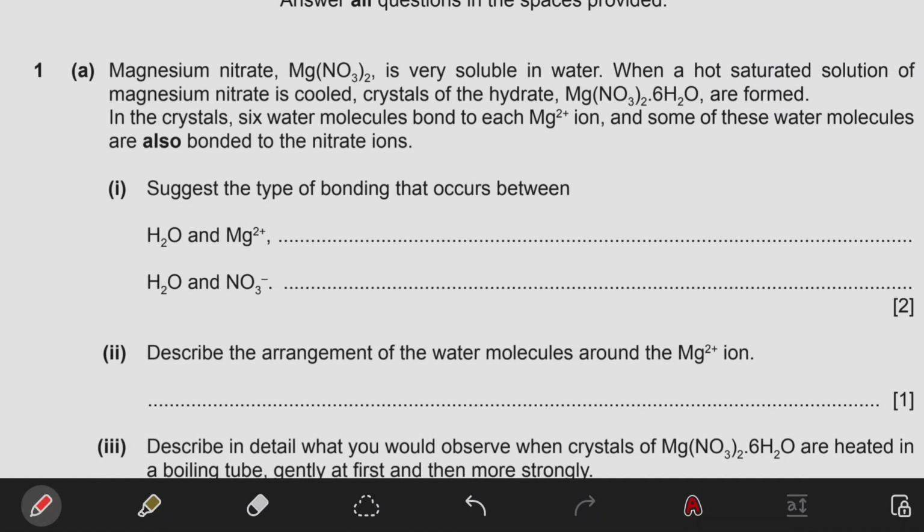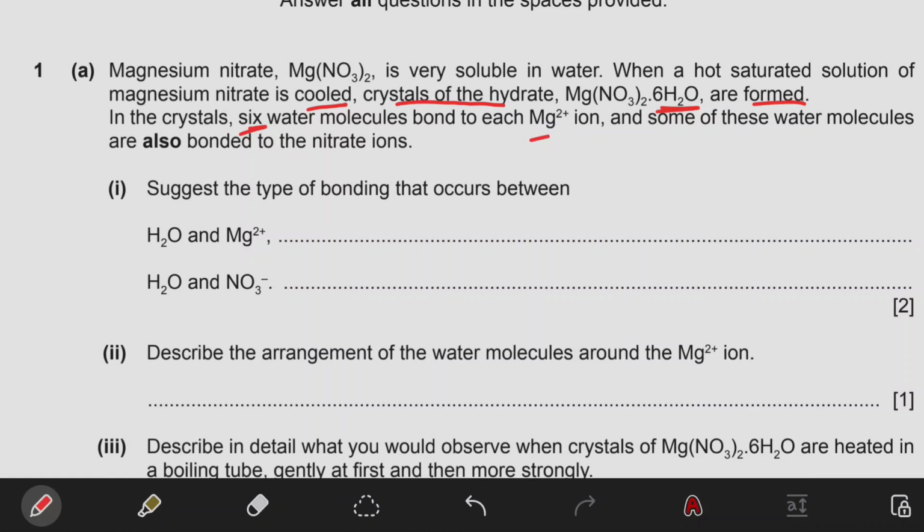When a hot saturated solution of magnesium nitrate is cooled, crystals of the hydrate magnesium nitrate and this water of crystallization are formed. In the crystals, 6 water molecules bond to each magnesium 2+ ion, and some of these water molecules are also bonded to the nitrate ions.